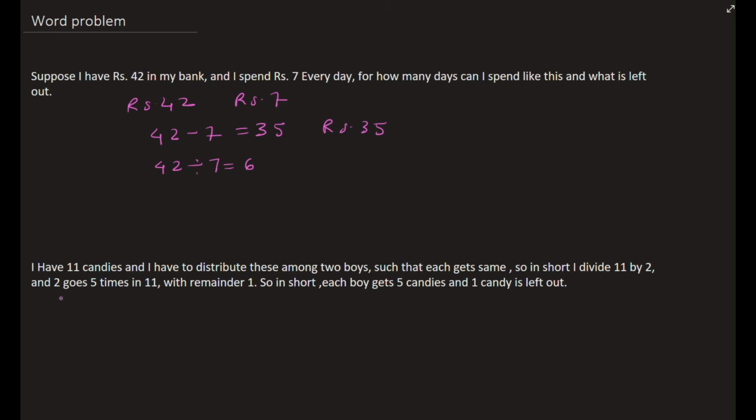The next word problem. I have 11 candies and I have to distribute these among 2 boys such that each gets the same. So in short, I divide 11 by 2 and 2 goes 5 times in 11 with remainder 1. So in short, each boy gets 5 candies and 1 candy is left out. 11 candies and 2 boys, each should get the same. So I divide 11 by 2 and I can write 11 equals 2 times 5 plus 1. So each boy gets 5 candies and 1 candy is left out.